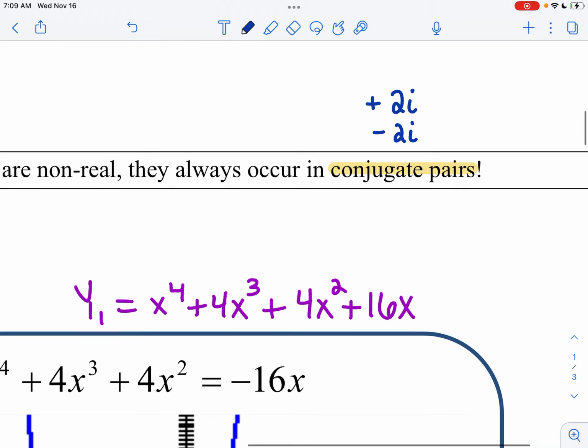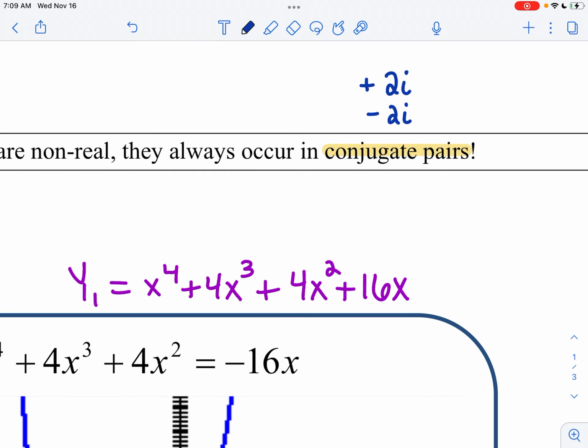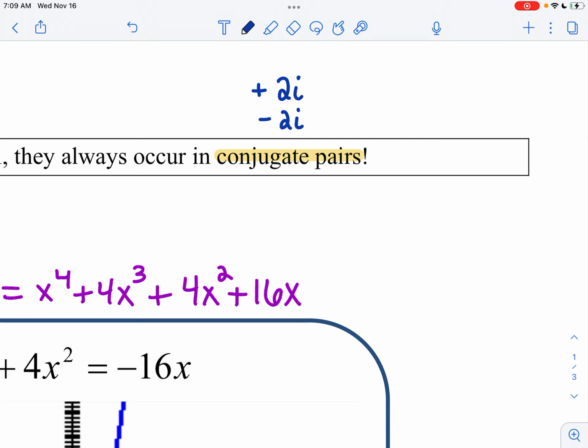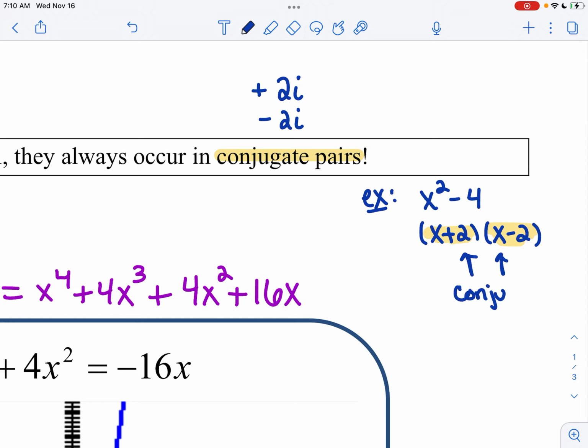So another example of conjugates you would have seen before: if you were factoring, let's say by dots, x squared minus 4. That factors to x plus 2, x minus 2. These are called conjugate pairs, because one has a plus 2, one has a minus 2. So when you get imaginary answers or non-real answers, there's always going to be a pair of them. So you'll never just get one or an odd amount.